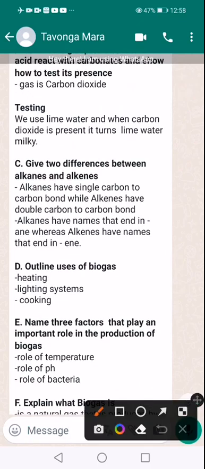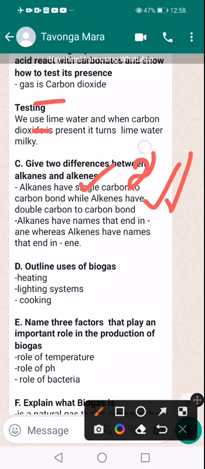Give the differences between alkanes and alkenes. Alkanes have single carbon to carbon bonds, while alkenes have double carbon to carbon bonds. When asked for differences, you write your points in point form. That is the first difference, worth 2 marks. Then alkanes have names that end in ane, whereas alkenes have names that end with ene. That is the second difference, also worth 2 marks.